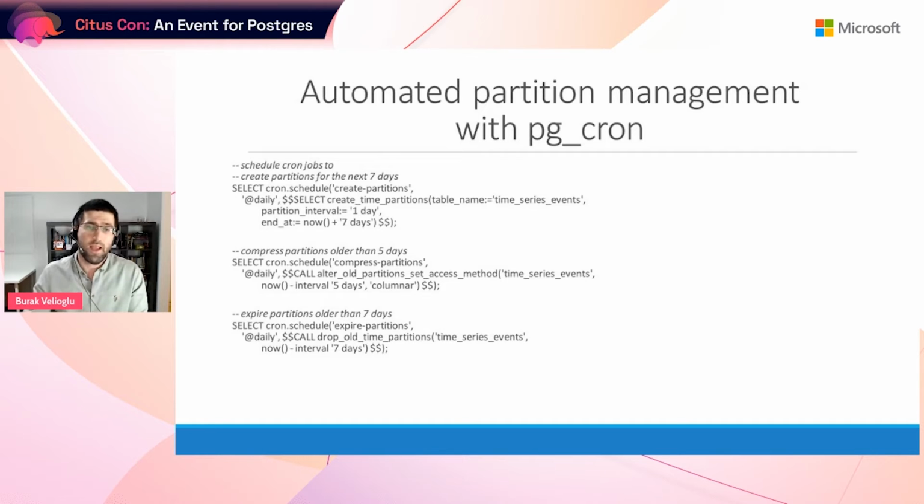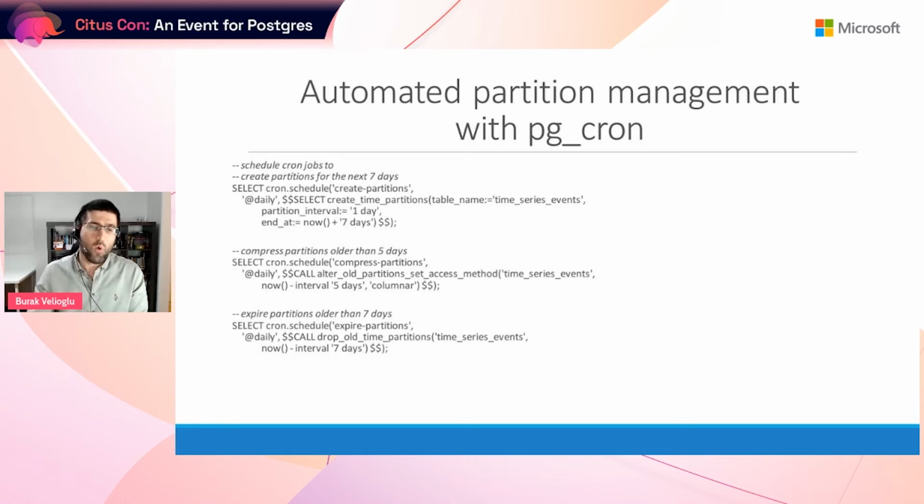So as an example, let's say you want to schedule cron jobs in your database to create partitions for the next 7 days. You can schedule a daily cron job, and you can give the create_time_partitions function, which is a part of Citus I have just explained, to that job. When you schedule that cron job, pg_cron will run the function you provided on a daily basis. So you don't need to think about creating your partitions anymore, let's say the daily partitions for the next 7 days.